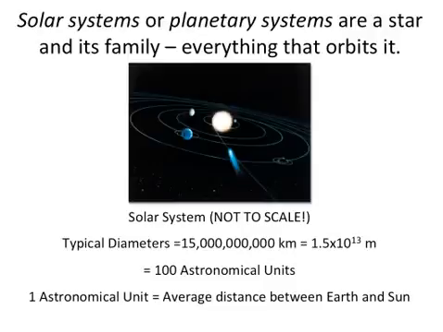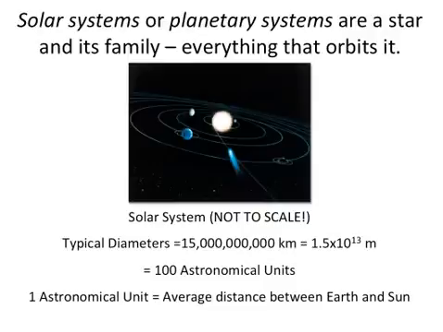A solar system, or more properly a planetary system, is a star and its family, so everything that orbits around the star. That can be planets, that can be comets, that can be asteroids, it can be even other stars. If you have two stars that are orbiting each other, those would be a planetary system. And so here's an artist picture of our solar system, not to scale, nowhere close to scale.